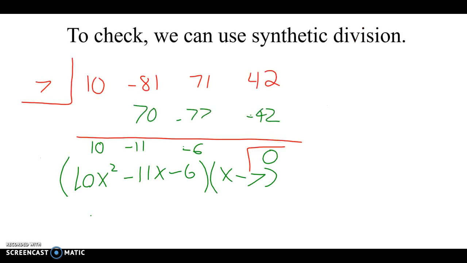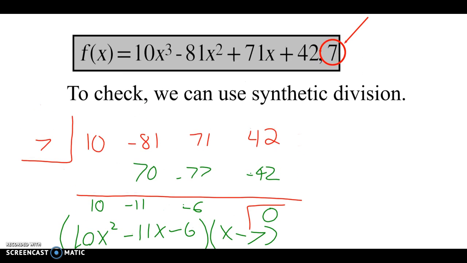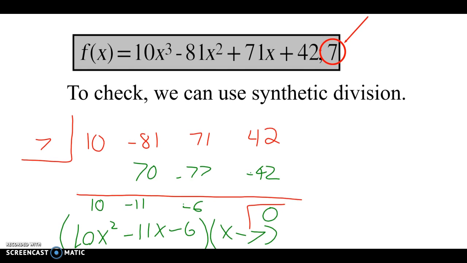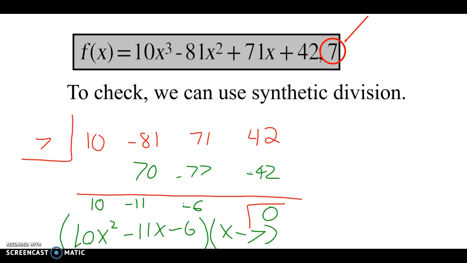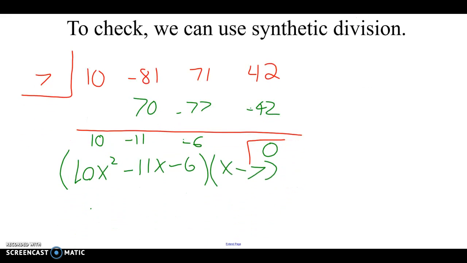All right, so we started with the polynomial 10x cubed minus 81x squared plus 71x plus 42. We divided it by 7 as a zero, but technically, if the zero is 7, what was the factor? What was the binomial that it came from? x minus 7, right? The opposite. So that's where Aiden got x minus 7 from. Okay? So now we have the quotient, the answer that we got, times the divisor are the current factors, right?